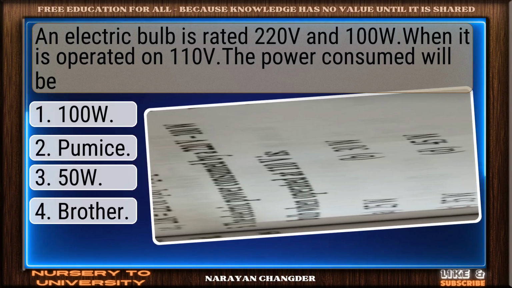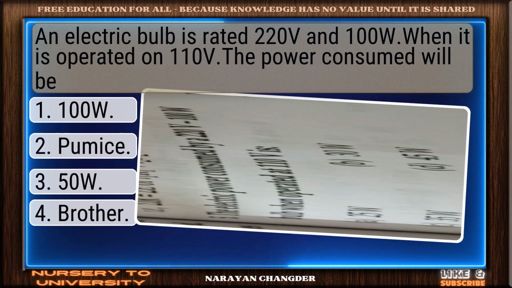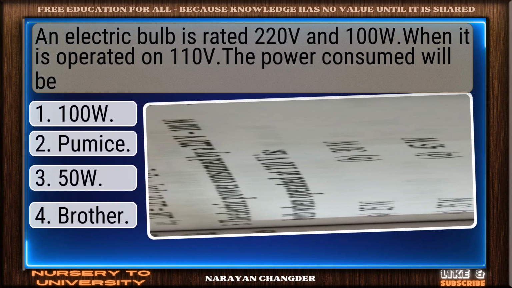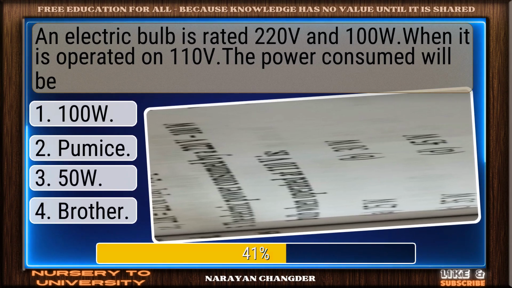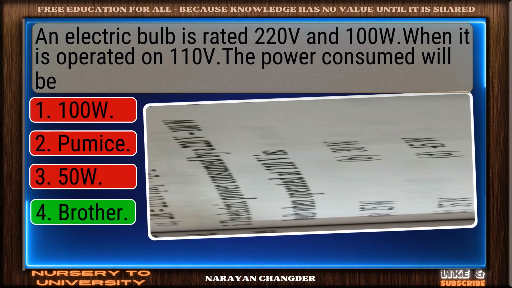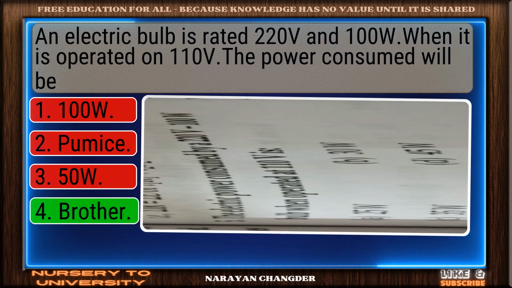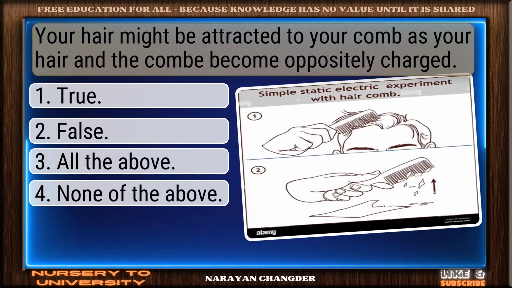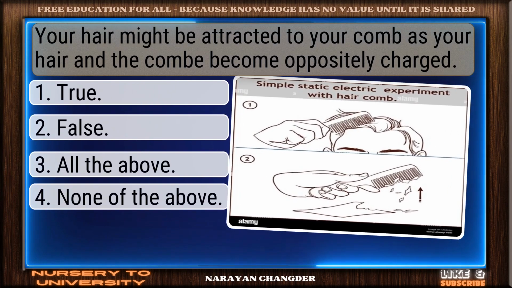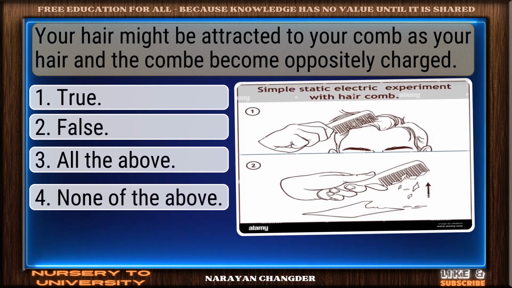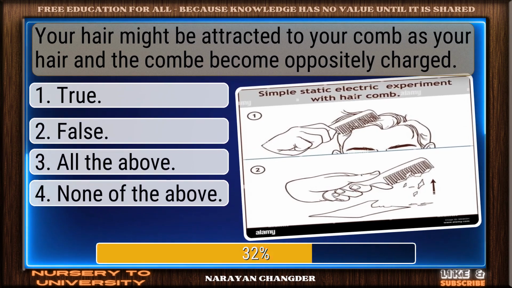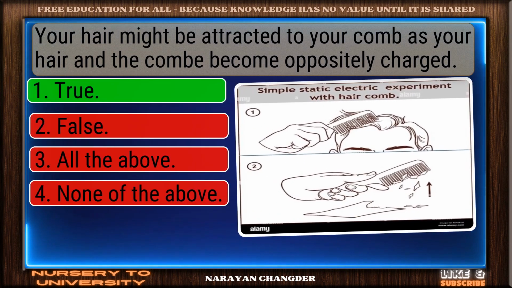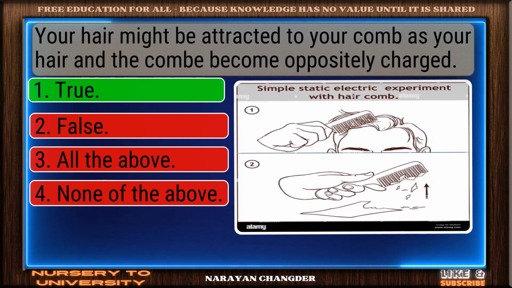An electric bulb is rated 220V and 100W. When it is operated on 100V, the power consumed will be... Great job. Your answer is accurate. Your hair might be attracted to your comb as your hair and the comb become oppositely charged. Smart move. True is the accurate answer.